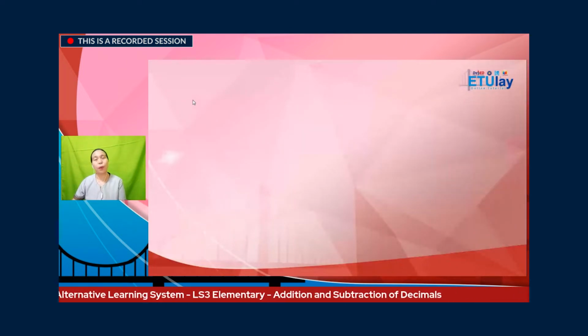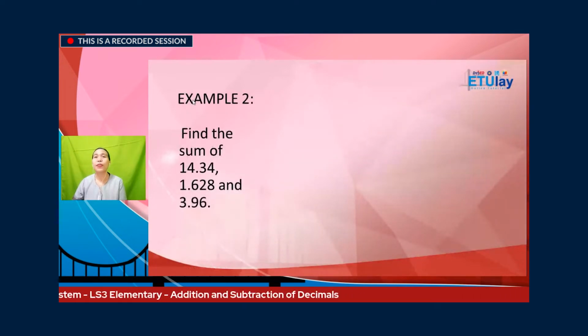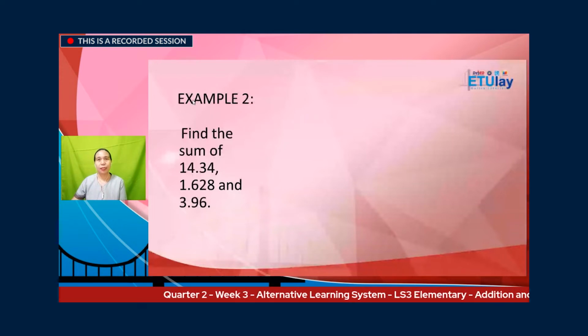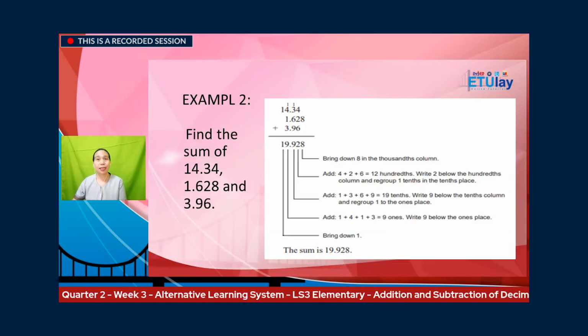Next, we got example number 2. Find the sum of 14.34, 1.628, and 3.96. To find the answer, again, we arrange the decimals in a column and align the decimal point. 14.34 plus 1.628 and 3.96. Then add. Just simply bring down the last digit 8.